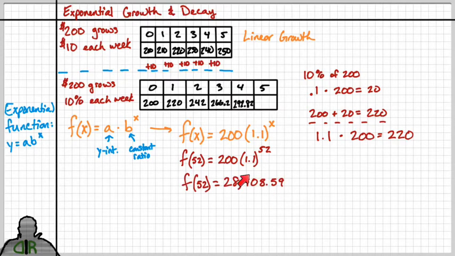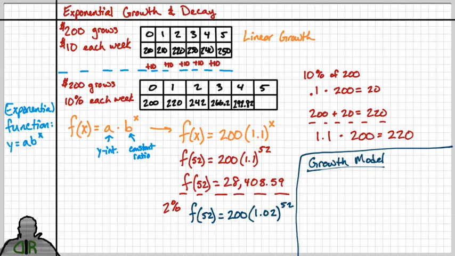You do that in your calculator. Here's what you're going to have. You're going to turn $200 into $28,408.59. Pretty crazy. Obviously, you're not going to find a bank that does that. I don't know, maybe grandma, if she's feeling really generous, but most likely you're not going to find a bank that's going to do that for you. But anyway, that is how that works. Okay, so let's keep going here. Let's get another one.